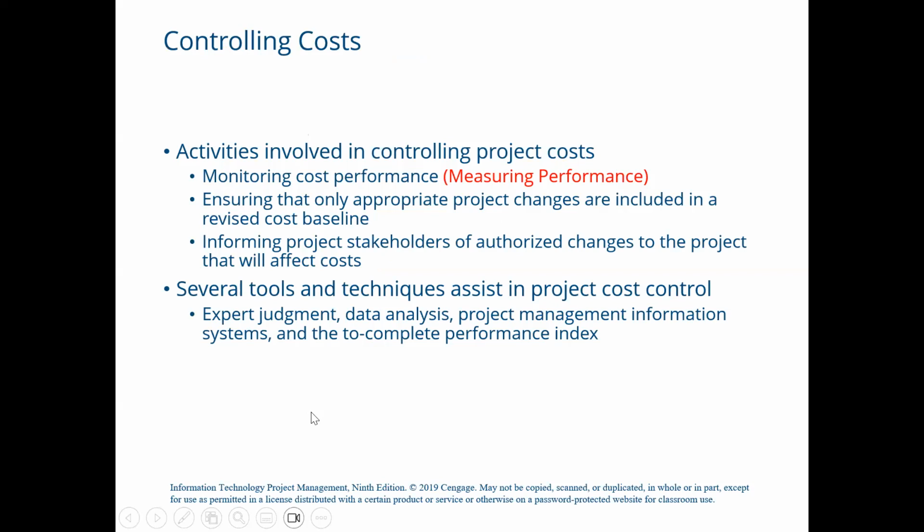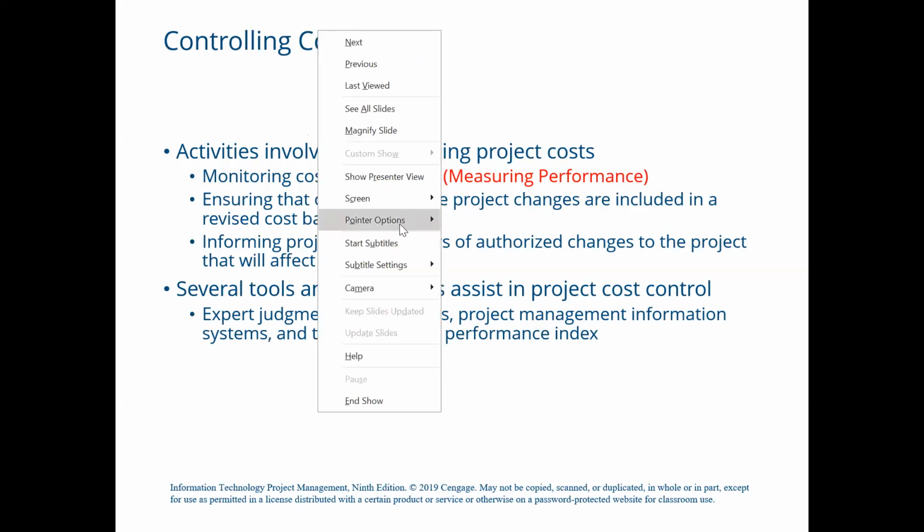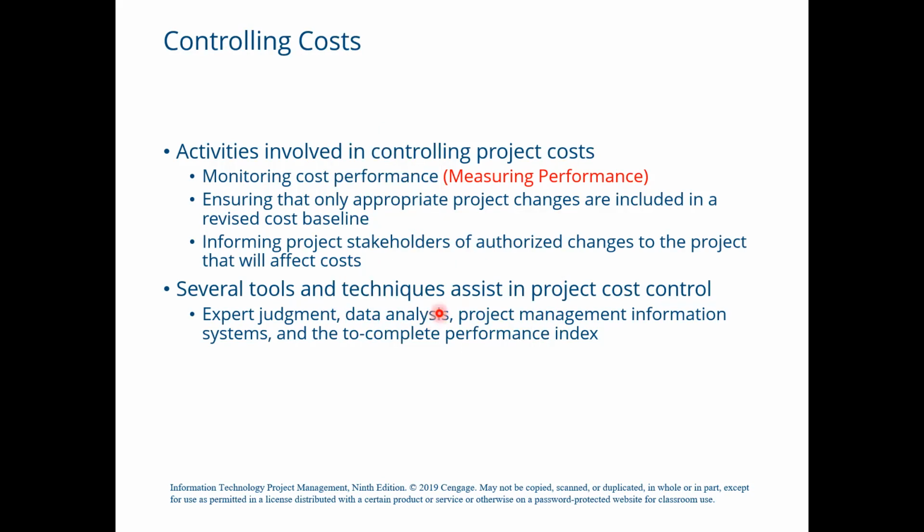You see there are three activities. Number one, monitoring your cost performance, which means measuring the performance of your project. Ensuring that only appropriate project changes are included in a revised cost baseline, informing the project stakeholders of authorized changes to the project that will affect the cost. So several tools and techniques assist in project cost control: expert judgment, data analysis, project management information systems, and to-complete performance index.